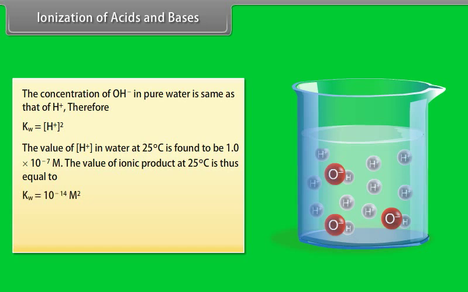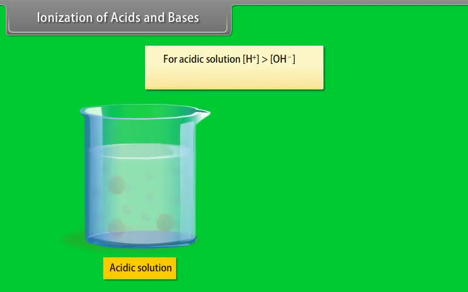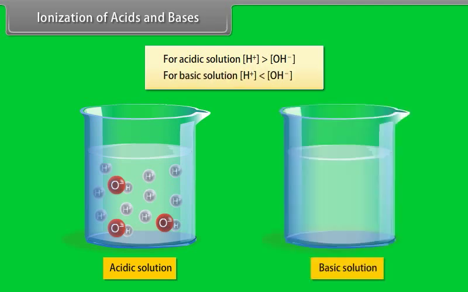From equation 1, for neutral solution, concentration of H+ is equal to concentration of OH-, which is equal to square root of Kw. For acidic solution, concentration of H+ is greater than concentration of OH-. For basic solution, concentration of H+ is less than concentration of OH-.